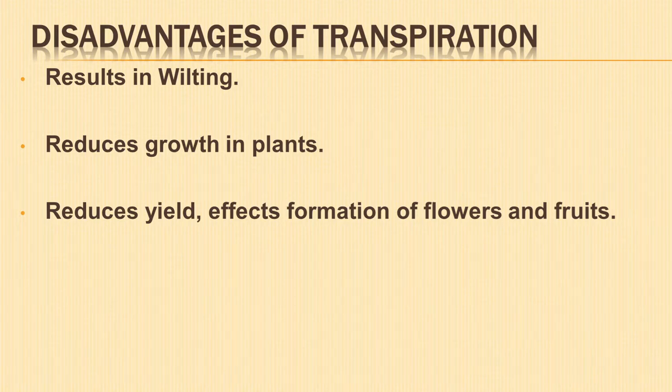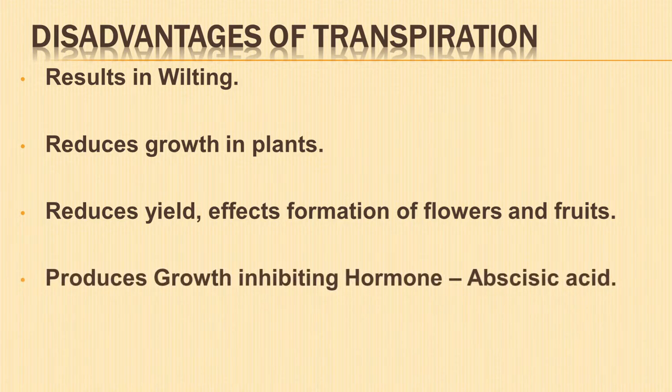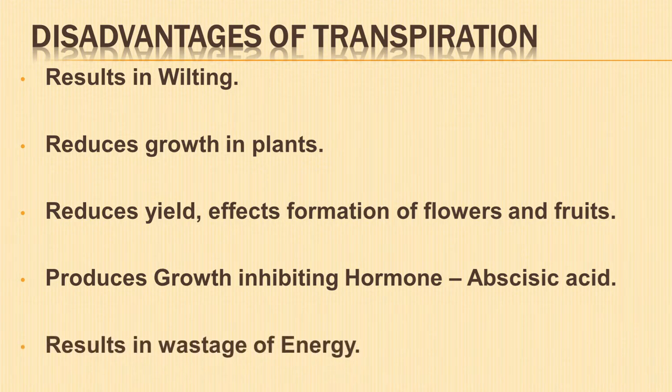Reduced yield. Decrease in availability of water inside the plant affects the meristematic activities and affects the formation of flowers and fruits. Abscisic acid. It is a growth inhibiting hormone produced within the plant during water crisis. This prevents various plant activities and promotes abscission of leaf, flowers and fruits. Wastage of energy. Since a large amount of water is lost through transpiration, the energy used by the plants for absorption and conduction of water from the roots to the aerial parts goes waste.